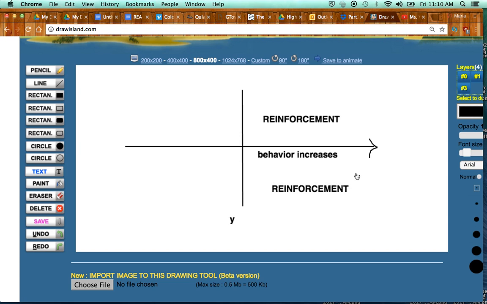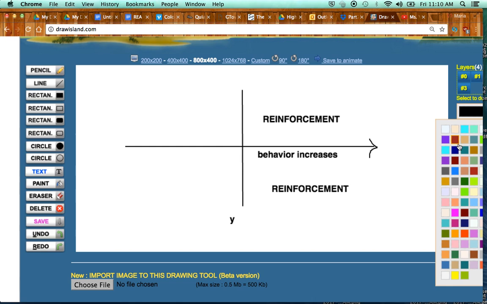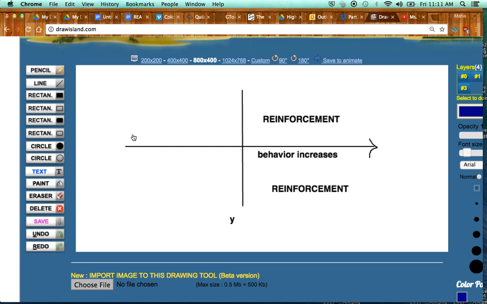And again, reinforcement always makes behavior what? Increase. You always increase behavior. Great. And when behavior is decreased, what do we call that? That would always be punishment. Okay, so here on this side, behavior decreases, and we're going to call that punishment.